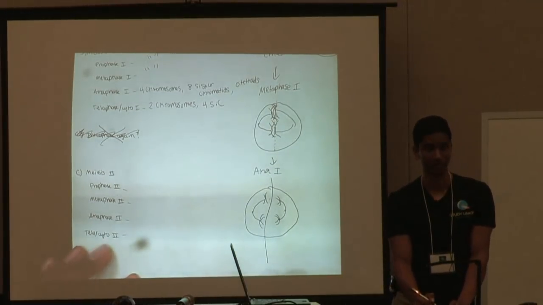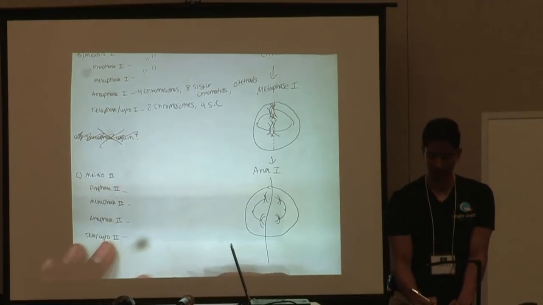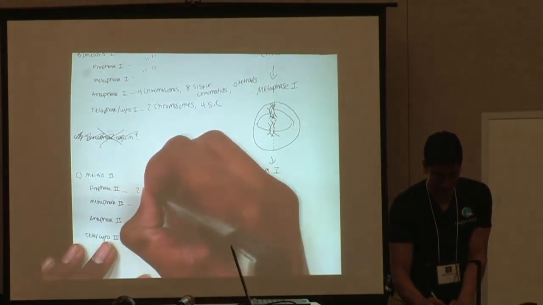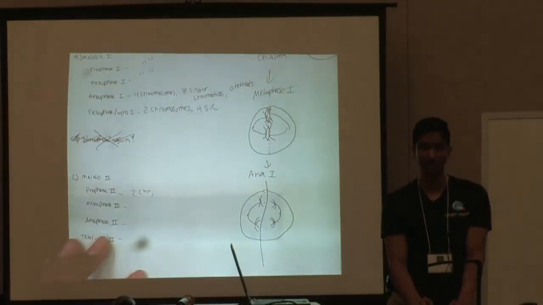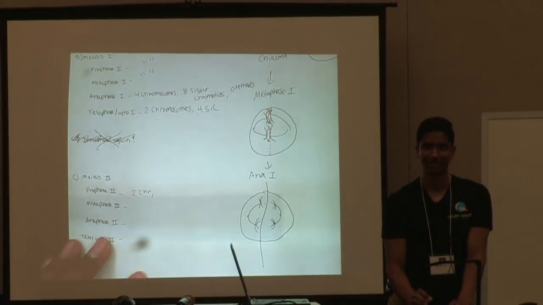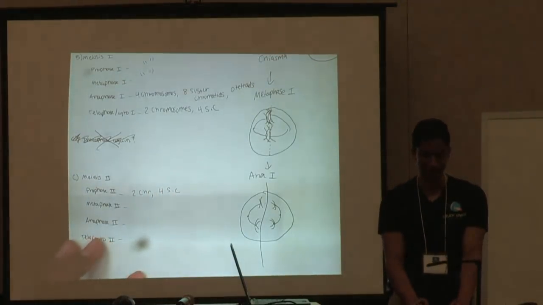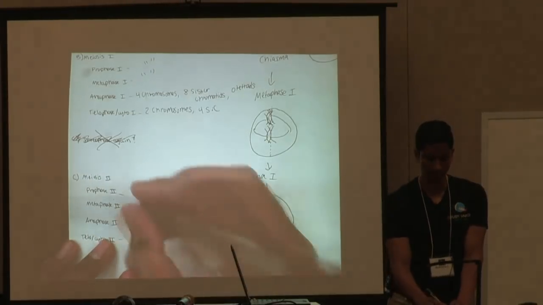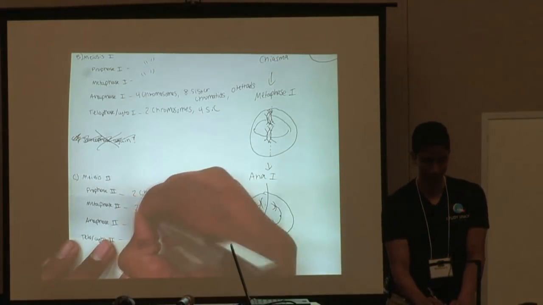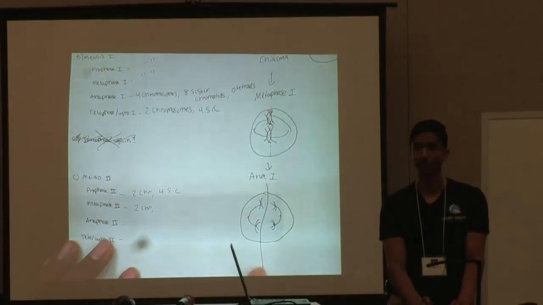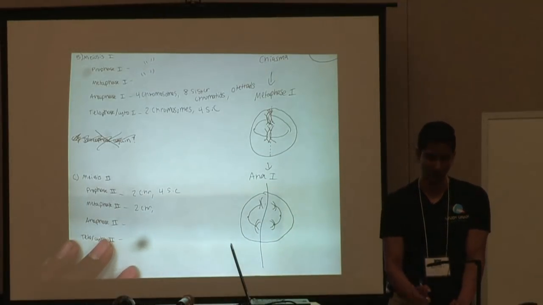Prophase 2, how many chromosomes? 2. Sister chromatids? You had it. 4. Metaphase 2. How many chromosomes? 2. How many sister chromatids? 4.